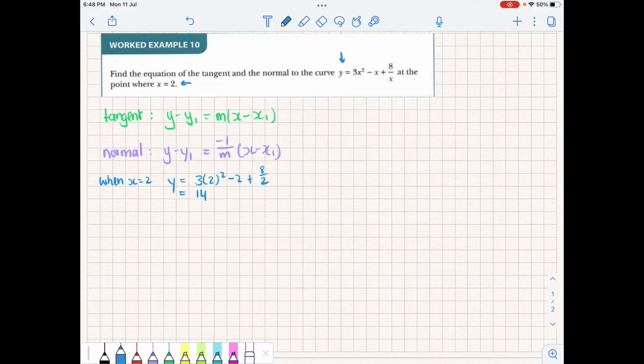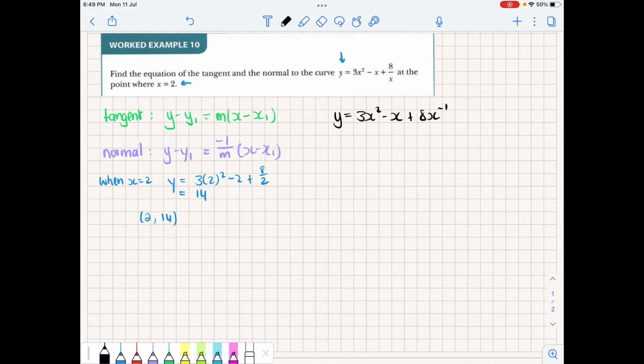So now I have a point, the point 2, 14. So now I can find the gradient function, the derivative. In order to find the derivative, I'm just going to rewrite this equation quickly in a format that I can differentiate. So I need to bring all the powers to the top. So 8 times x to the power of minus 1.